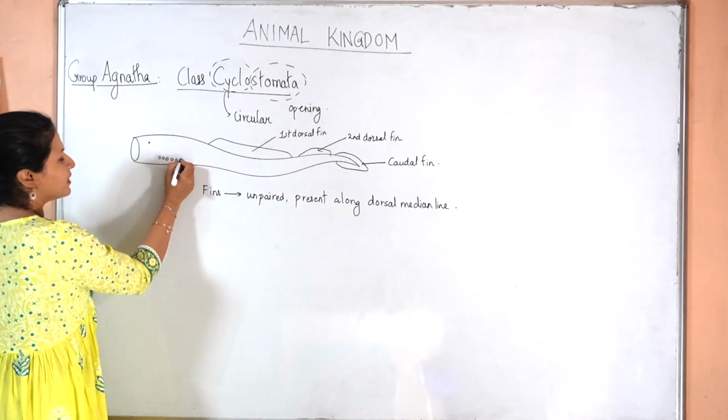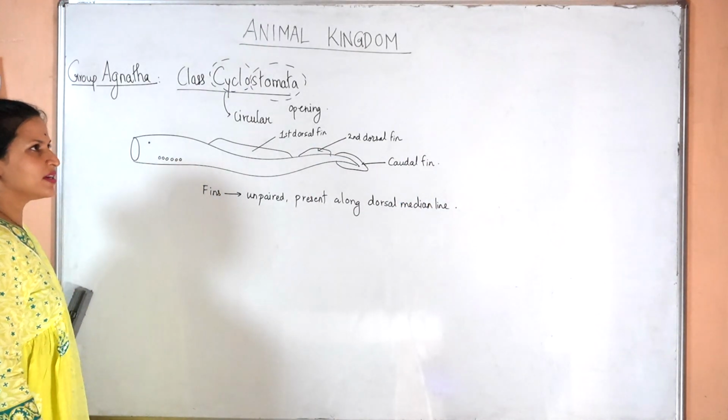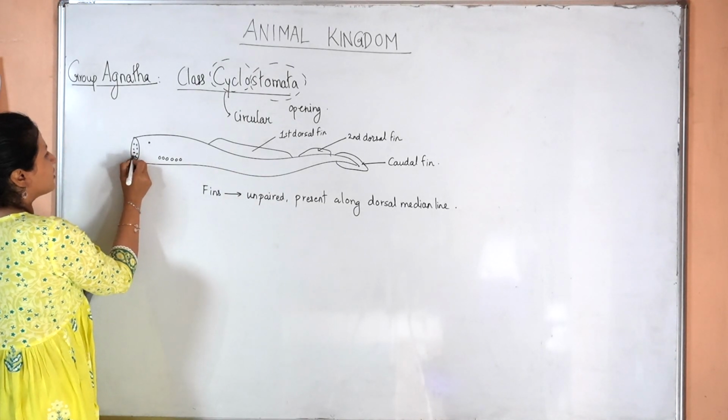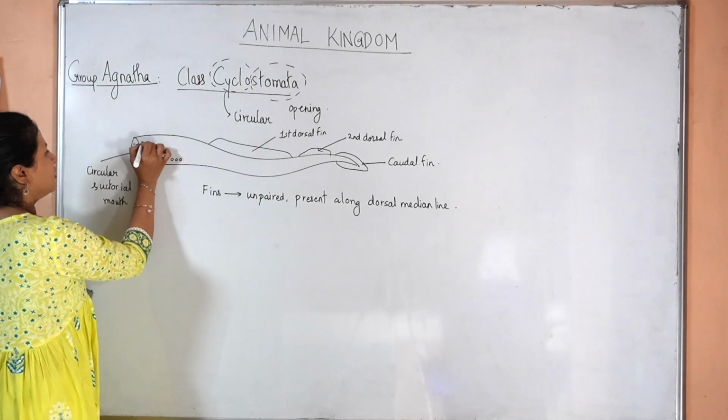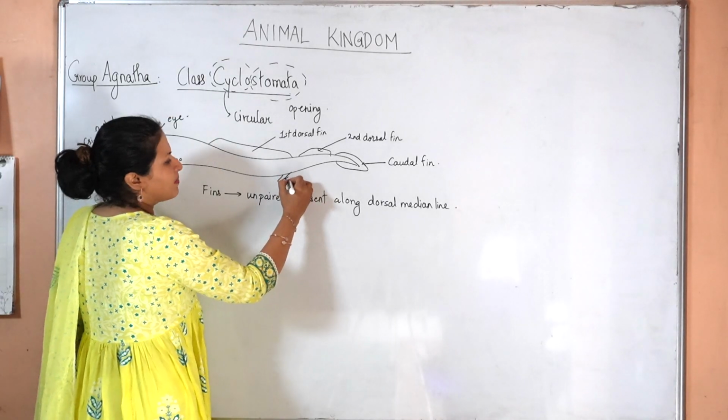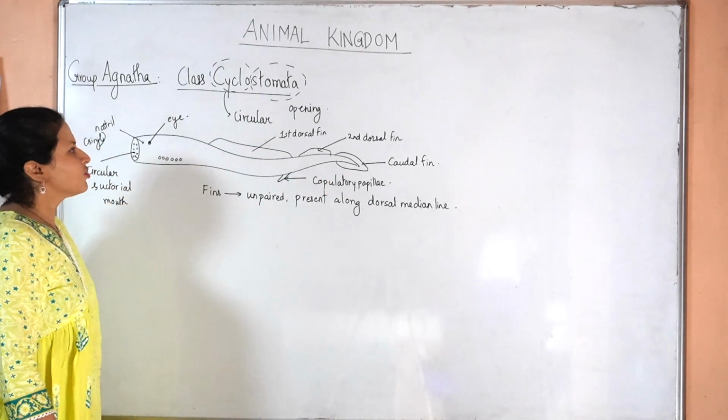Gill slits will be present along the lateral side of the body. 6 to 15 pairs of gill slits are present. A circular suctorial kind of mouth. There will be a single nostril, an eye, and a copulatory papilla in the male, which will help in copulation.